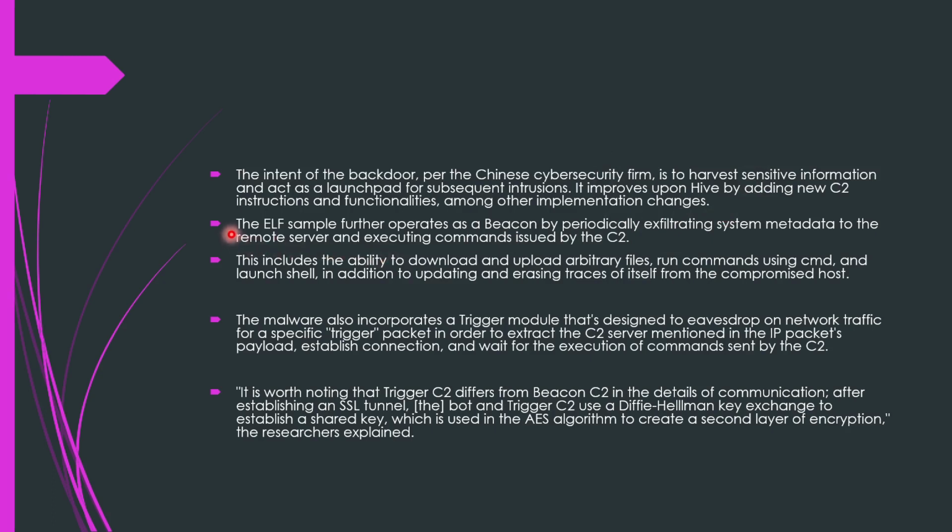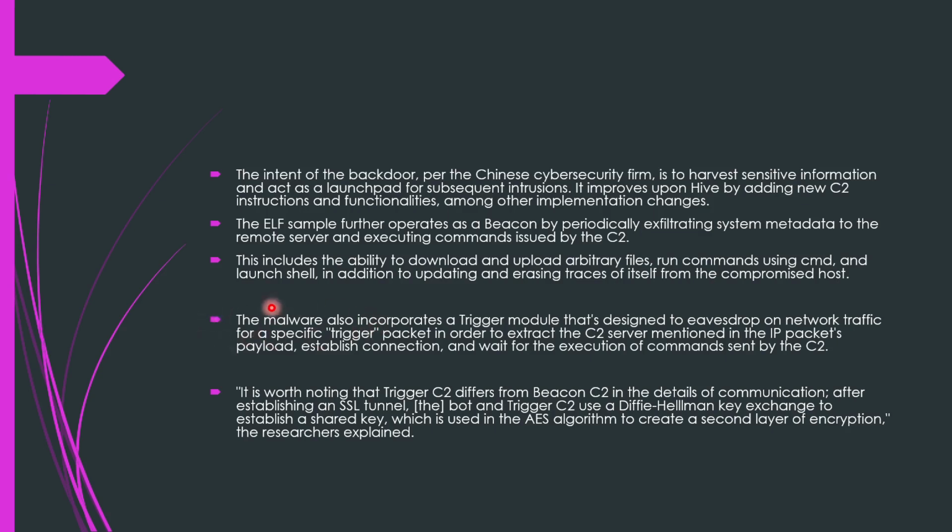The ELF sample further operates as a beacon by periodically exfiltrating system metadata to the remote server and executing commands issued by the C2. The third point explains the transfer and download of arbitrary files and running commands using cmd and launching a shell, as the beginning of reconnaissance, and then after reconnaissance come the different steps of the cyber kill chain.